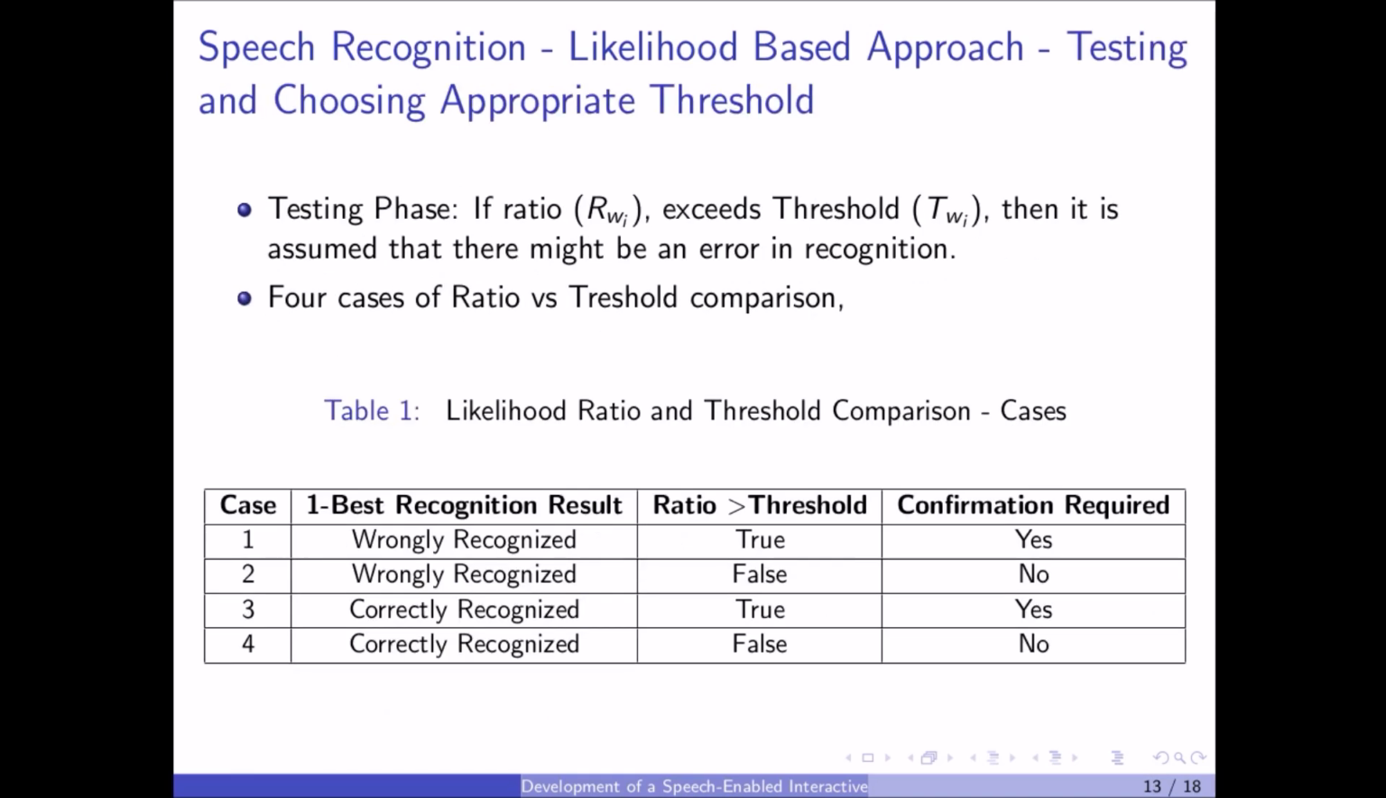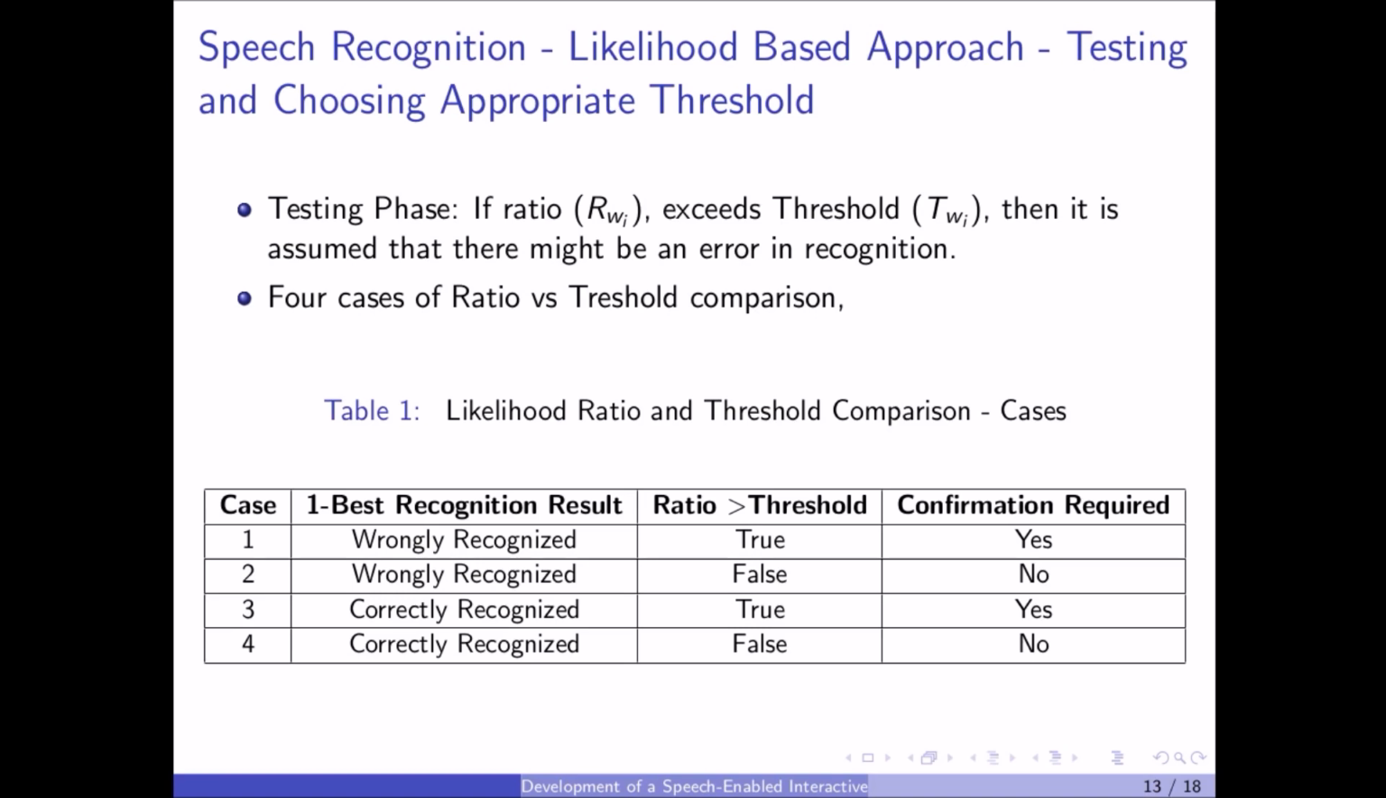So whenever an utterance is recognized, if the ratio exceeds the threshold, then it is assumed that there might be an error in the recognition. But there are 4 cases of interest here as shown in the table. Cases 1 and 4 can be ignored as they are ideal scenarios. I will explain. For example, with case 1, when the recognition result, which is the first best hypothesis, is wrong, then if the ratio is also greater than the threshold, then we have an ideal scenario and we do need to ask the user for a confirmation. Similarly, for case 4, when the utterance is correctly recognized, there is no need for a confirmation.